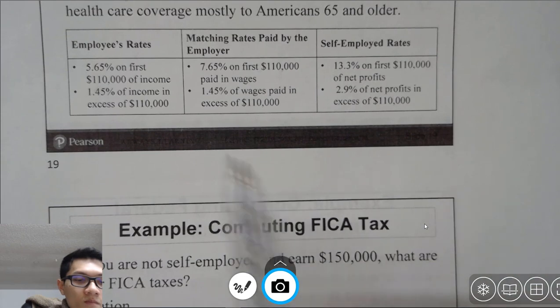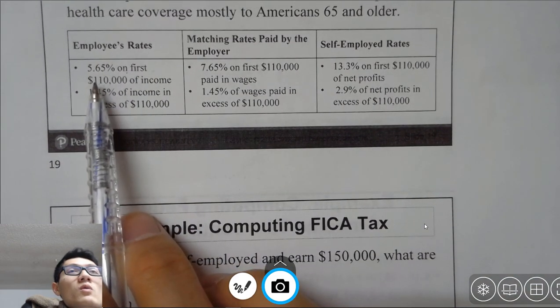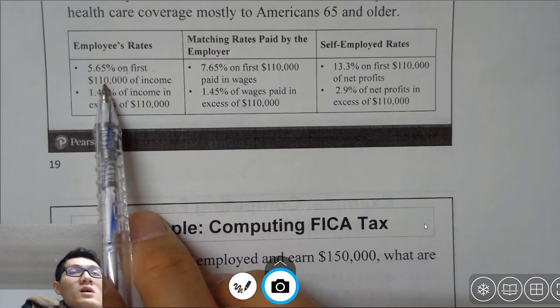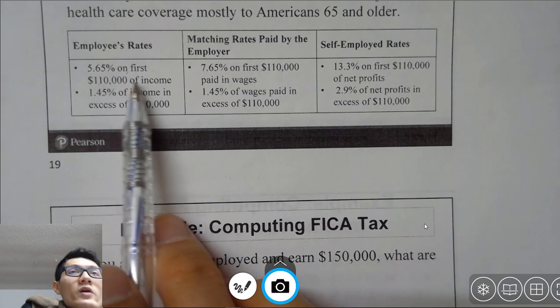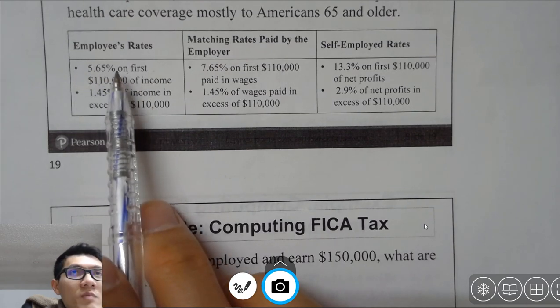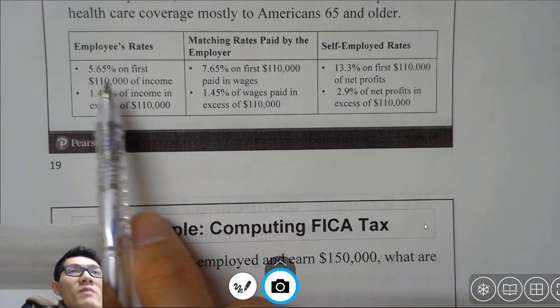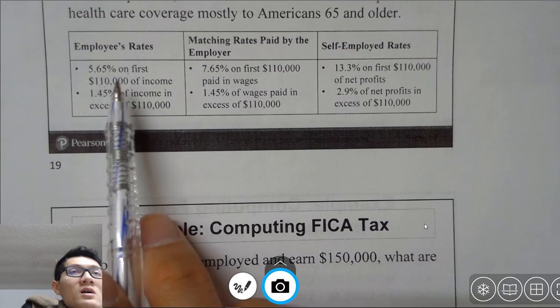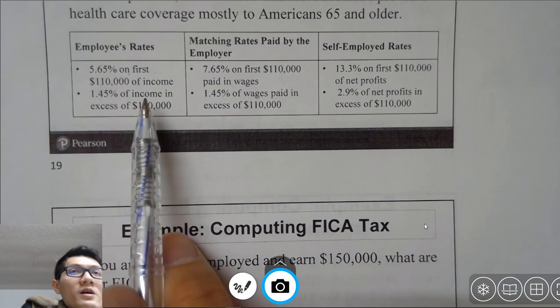On your first 110,000 of your income, you pay 5.65% of the taxes for the rate. And then after this amount, 110,000, you pay 1.45% of the income in excess of 110,000.